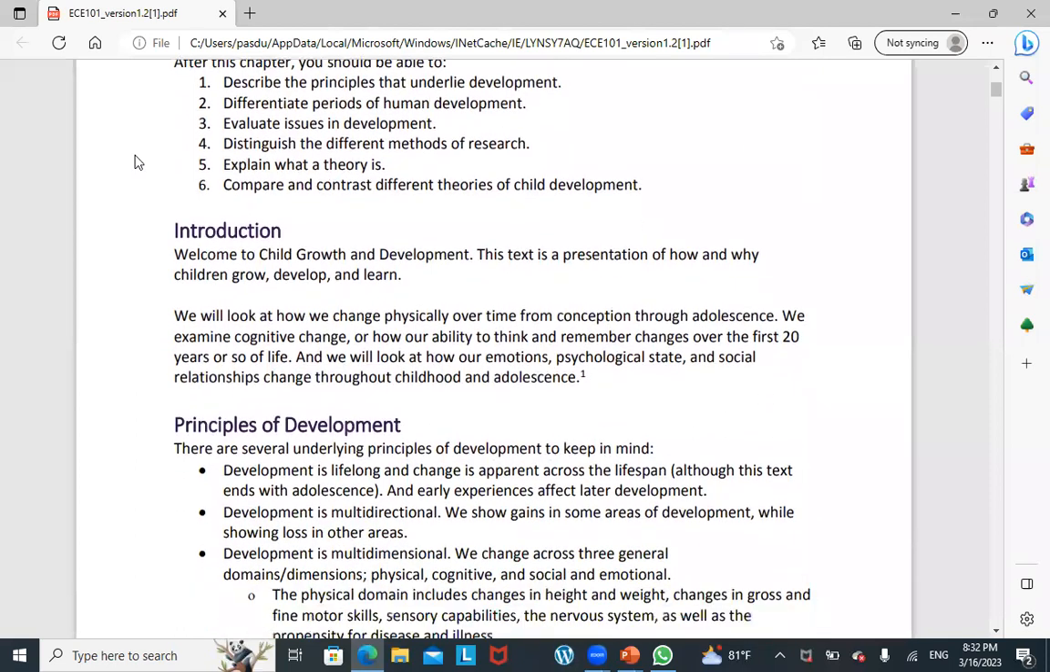Principles of development. There are several underlying principles of development to keep in mind. What are they? Development is lifelong and change is apparent across the lifespan. Development is multi-directional. We show gains in some areas of development while showing loss in other areas. Development is multi-dimensional. We change across three general dimensions. They are physical, cognitive, and social and emotional.